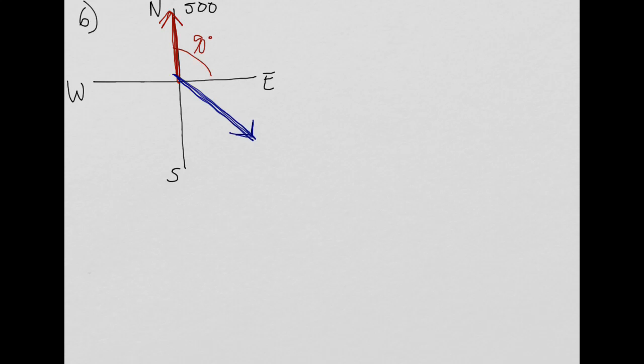The wind one, again, we're starting from the positive and going all the way around until we get to that vector. So we have 90, 180, 270 plus another 45. So the measure of that angle is 315 degrees. Okay, now I'm going to set up that chart.